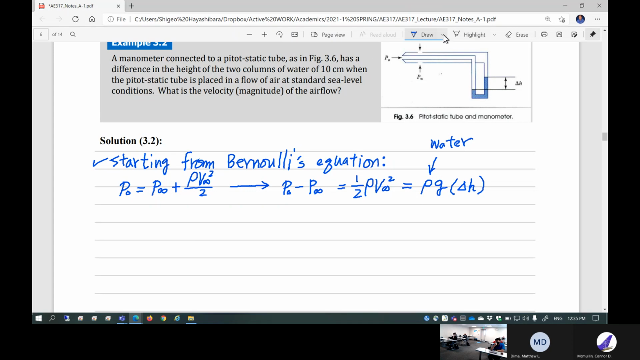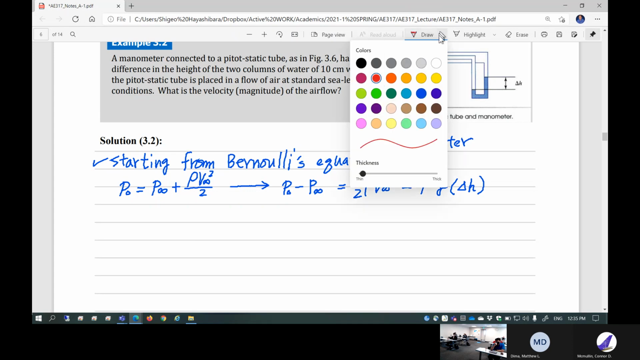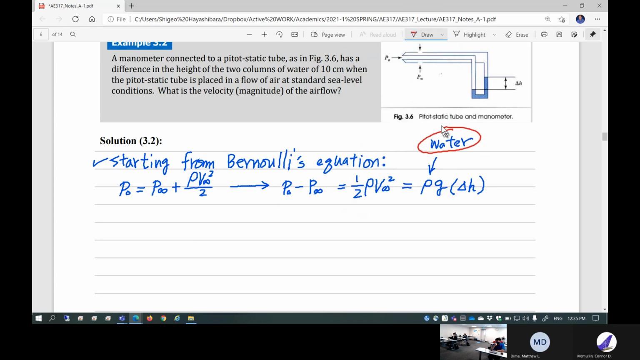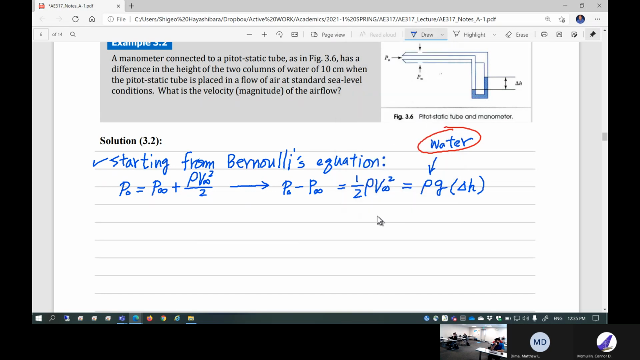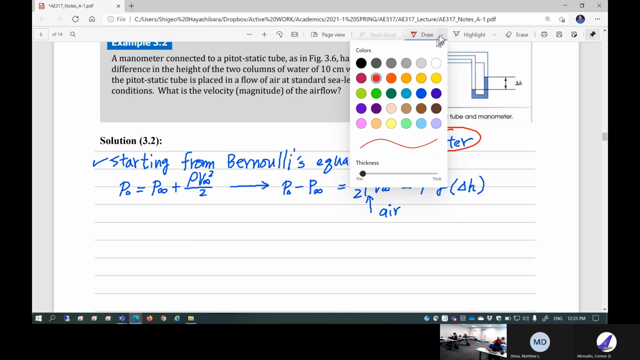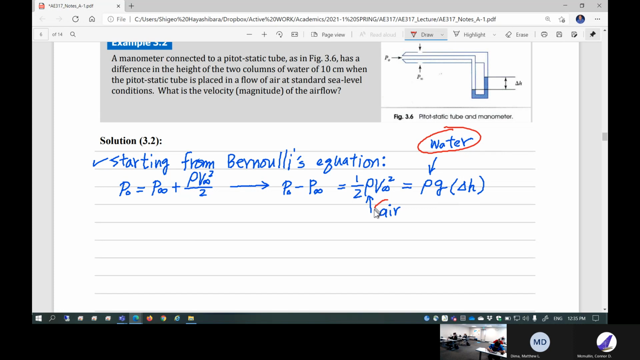It's getting confusing. No, it's not. This is nothing new, right? What's this rho? Is this also water? Air. This is air. This is quite important because this is one of the very common mistakes in fluid mechanics. One of them is air, one of them is water. Don't mix up those two rhos, okay?